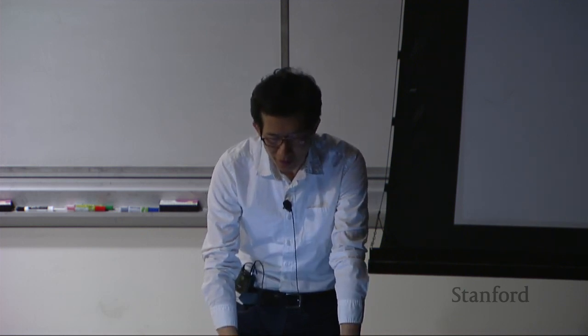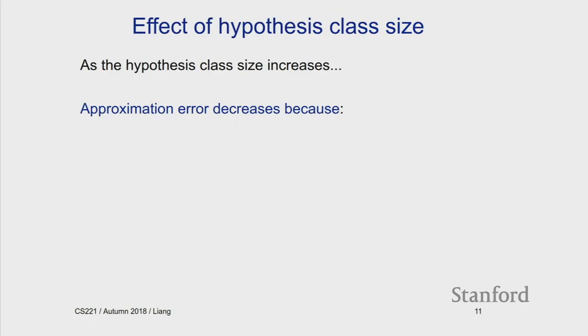So now, going back to your question, what happens if you alter the hypothesis class, which means, let's say, you increase it by adding more features? You add quadratic features and cubic features and whatever. So your approximation error is going to decrease. Why does it decrease? Someone say, why does it decrease?